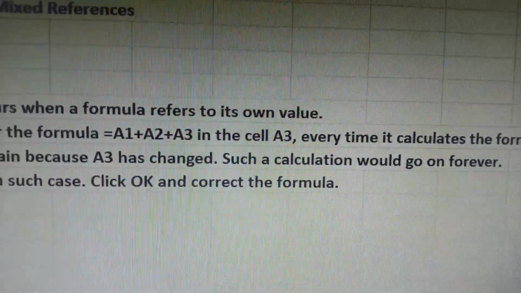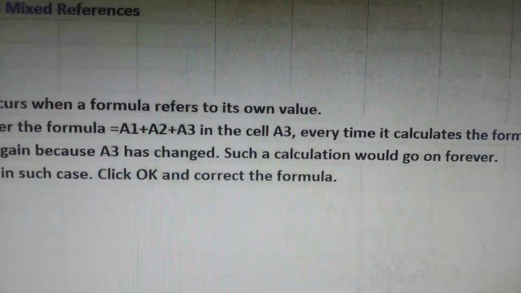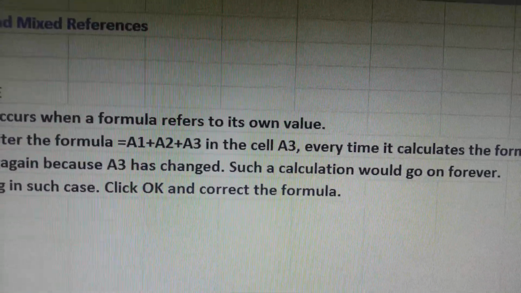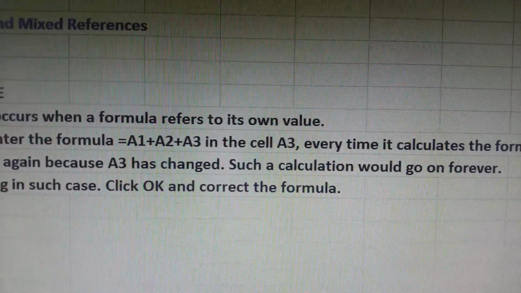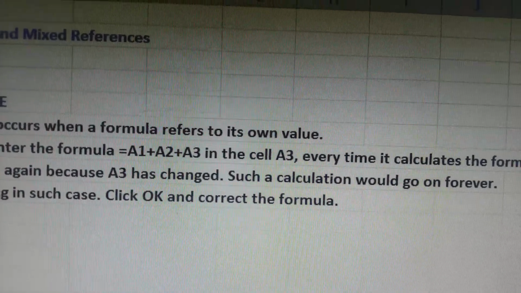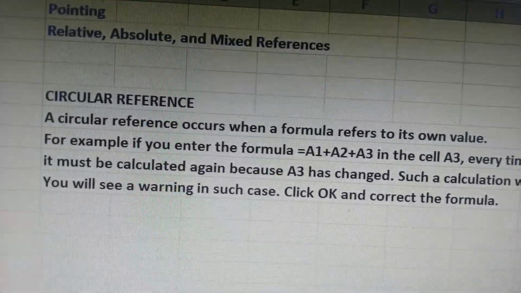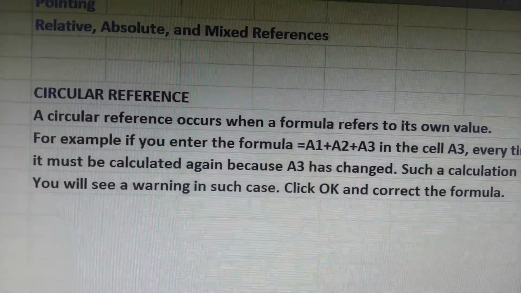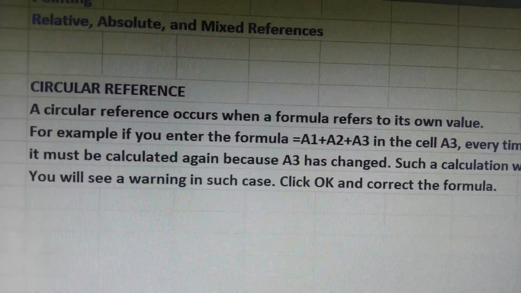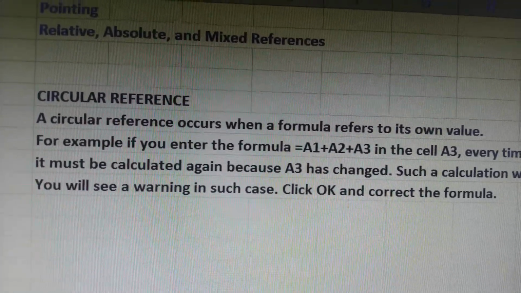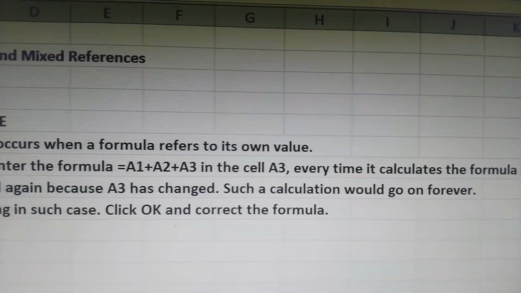So the sum is calculated in the cell A3 itself, where A3 is also added along with A1 and A2. Then what happens? We'll see. Every time it calculates the formula in the cell A3, it must be calculated again because A3 has changed. Did you understand the problem? So A3 will be changing because the sum will be changing. So such a calculation would go on forever.